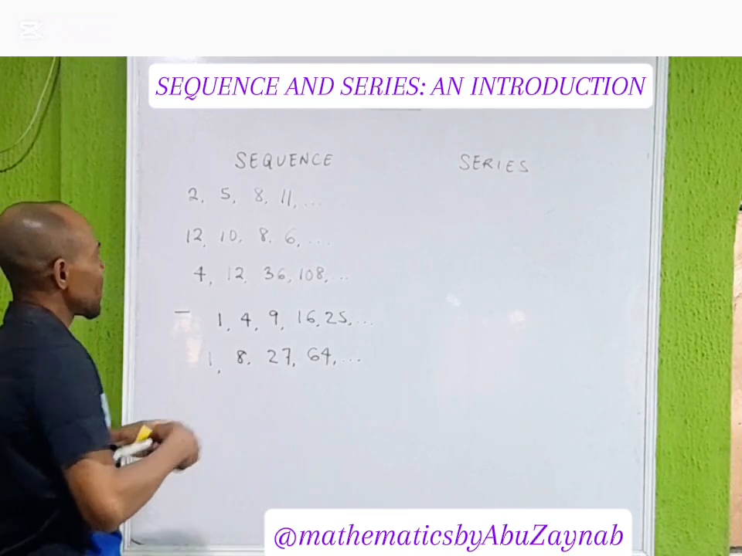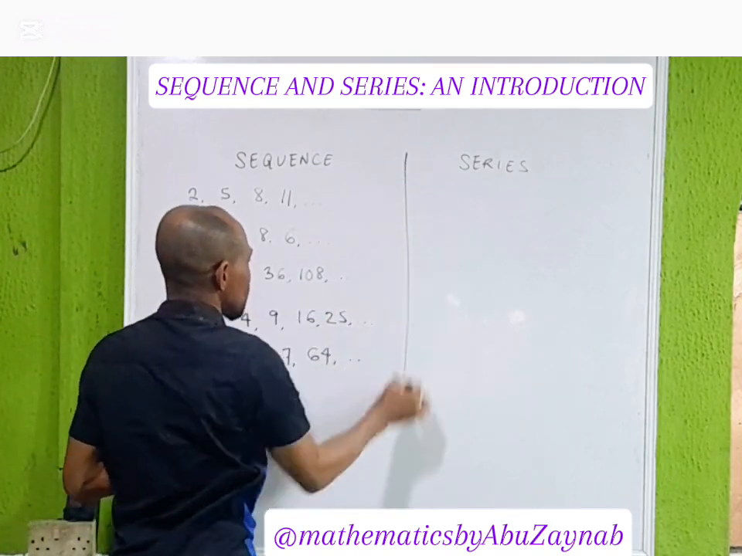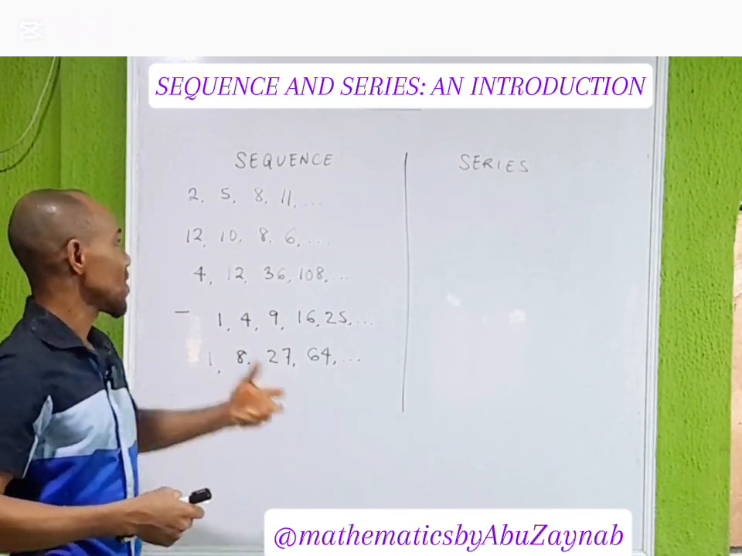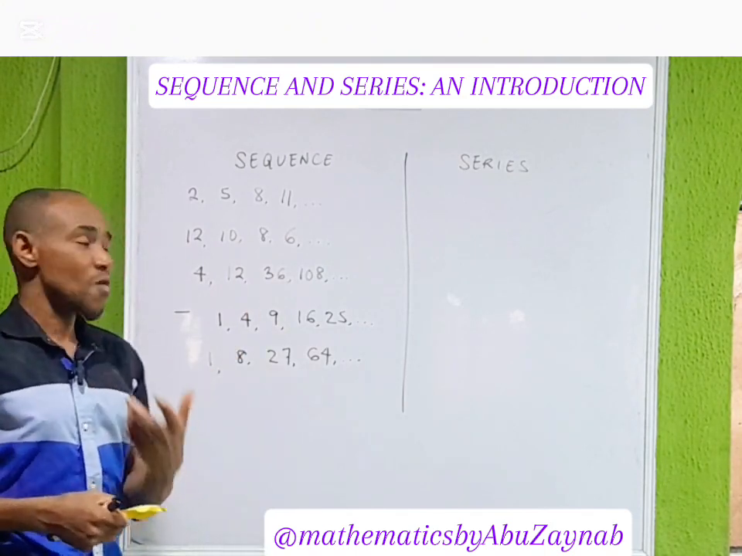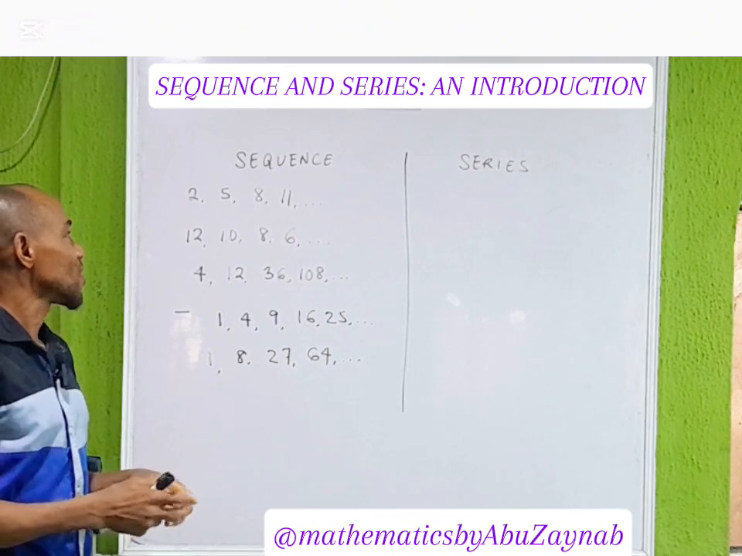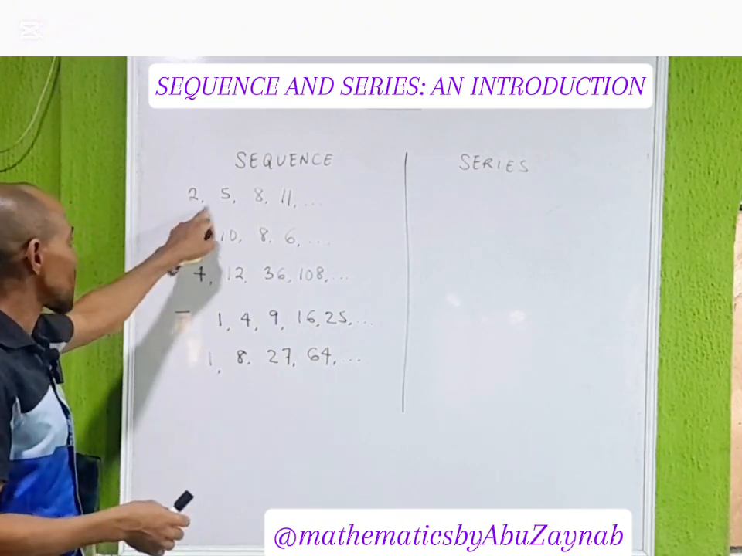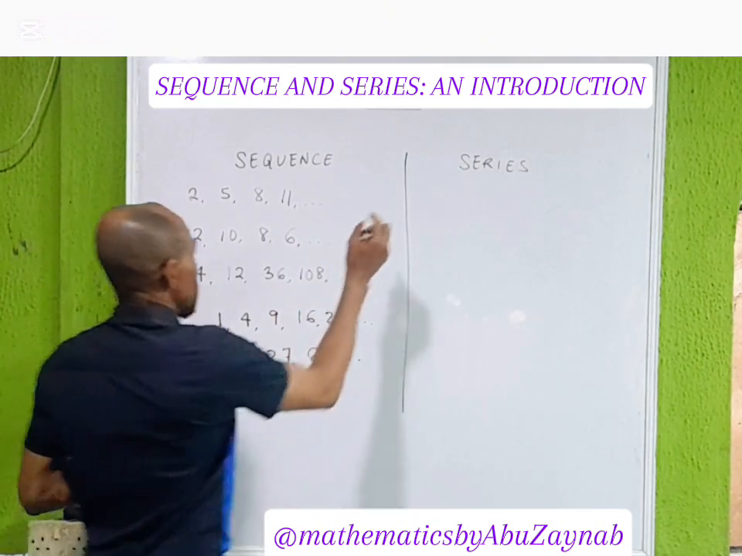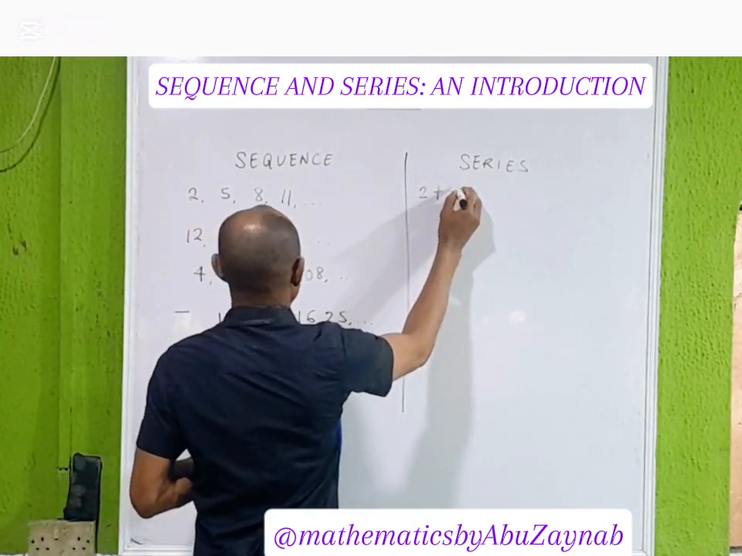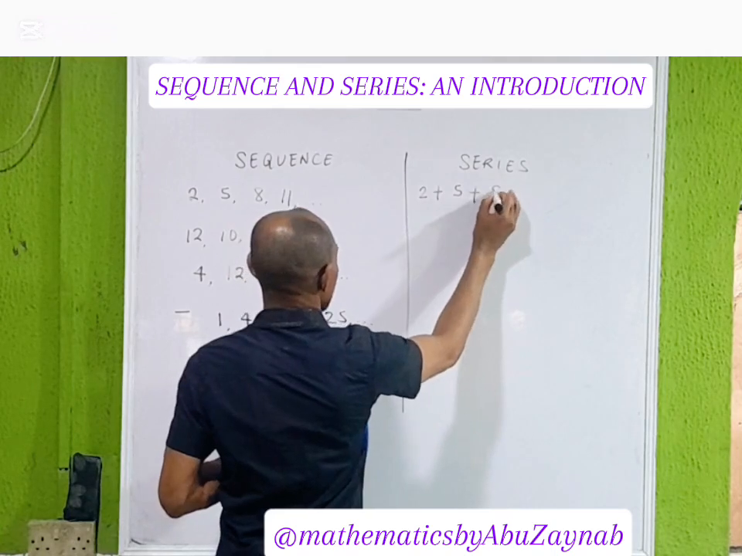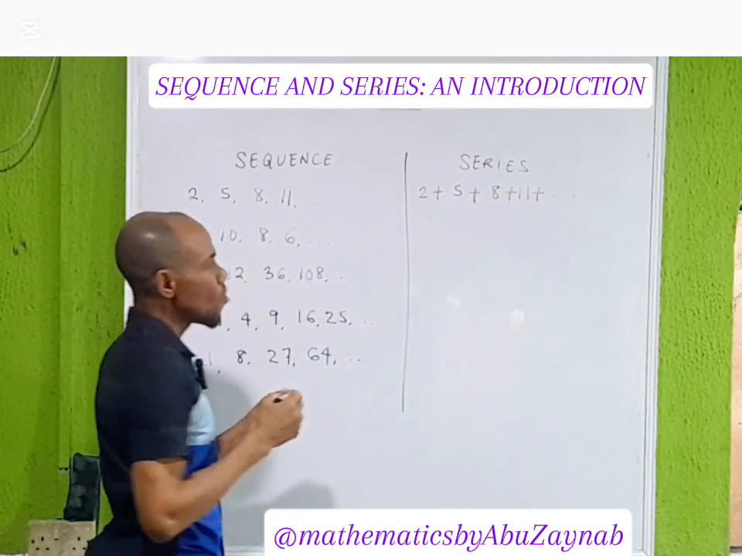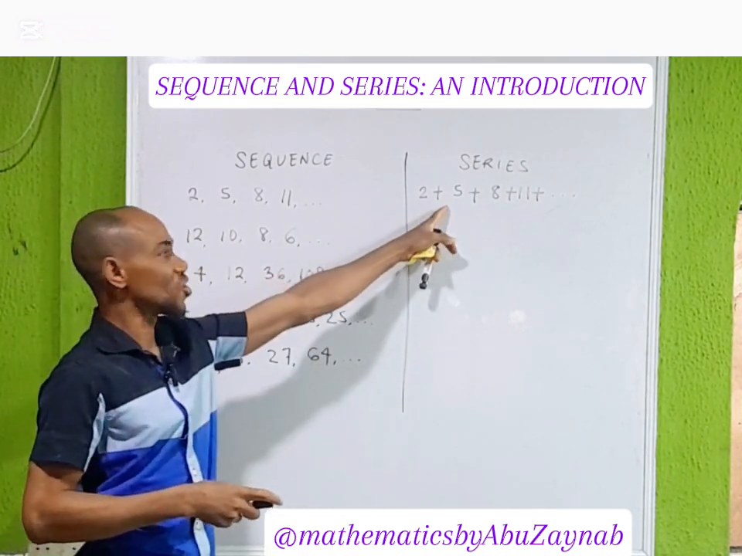What then simply do we mean by series? As I said earlier on in the intro, series simply means the summation of the terms of a sequence. In other words, we simply replace the commas with plus or minus or both. So we can have here 2 plus 5 plus 8 plus 11 plus dot dot dot. No more commas. So this becomes a series.